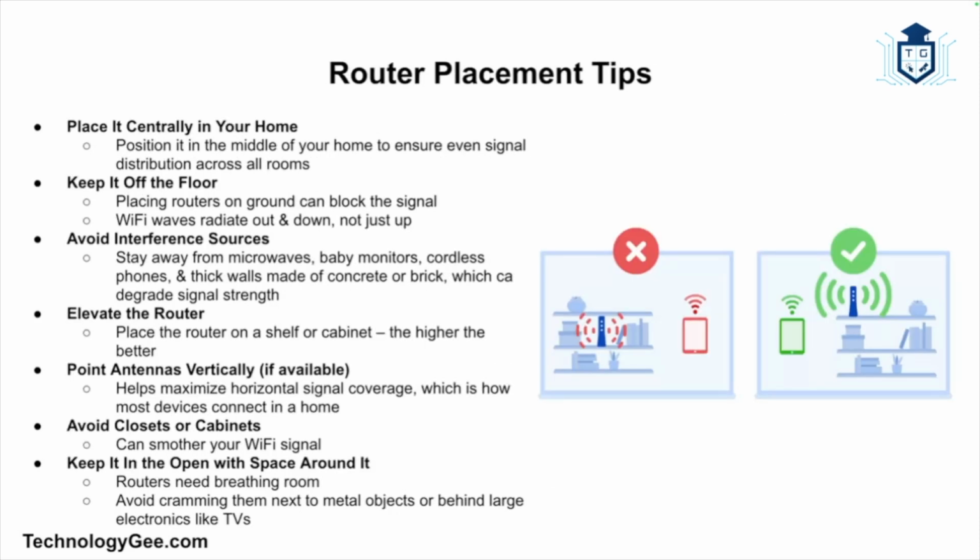So when you're at your house, here's where you should consider placing your router. You want to place it centrally in your home. You want to keep it off the floor. You want to avoid placing it next to microwaves or thick walls. You want to try to elevate it on a bookshelf or a cabinet. And you want the antennas on that thing going vertically, not horizontally.